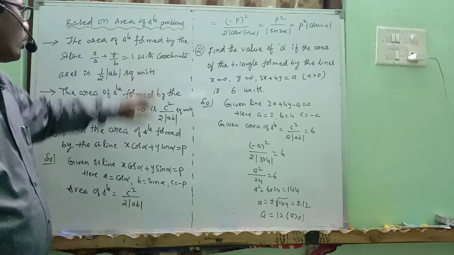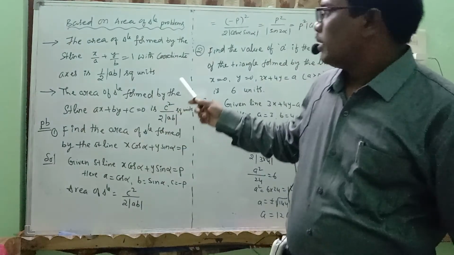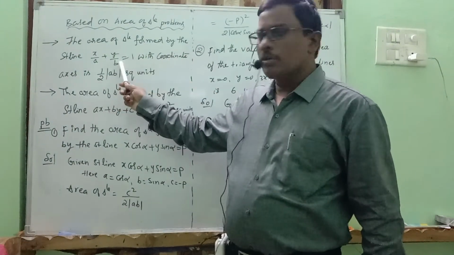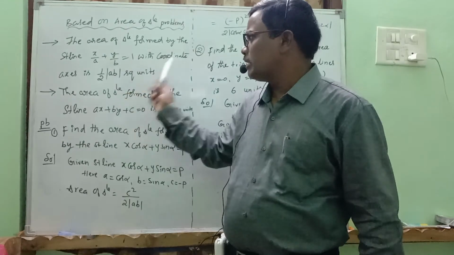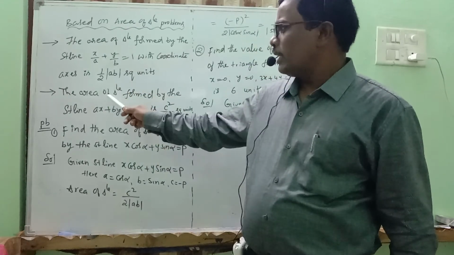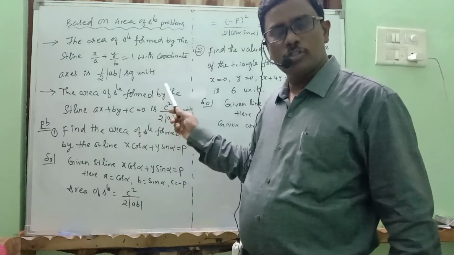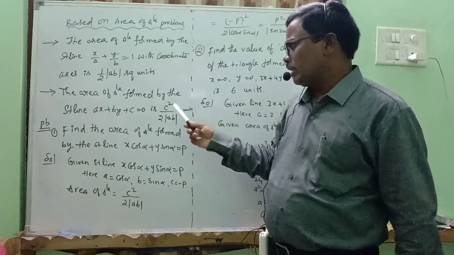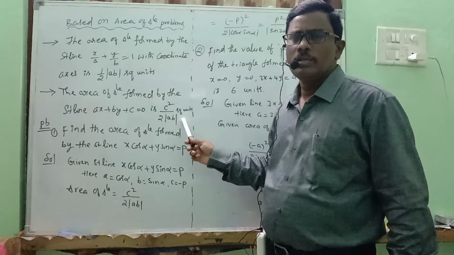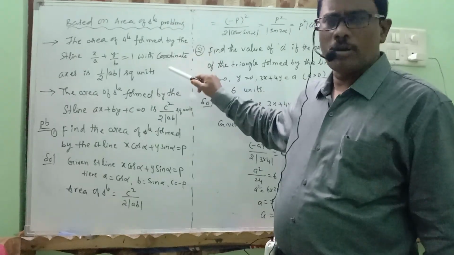The area of the triangle formed by the straight line x by a plus y by b equal to 1, which looks like intercept form, with the coordinate axes is mod ab square units. The area of the triangle formed by the straight line ax plus by plus c equal to 0 is c square by 2 mod ab square units. Use the formulas.